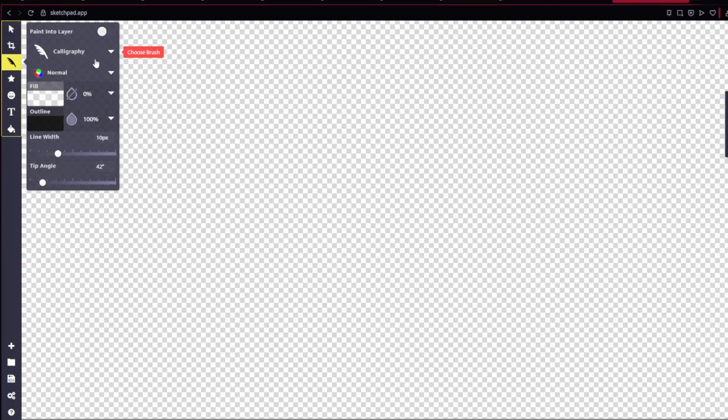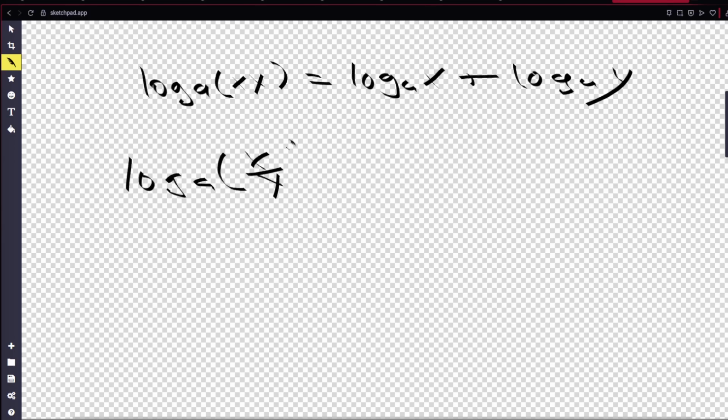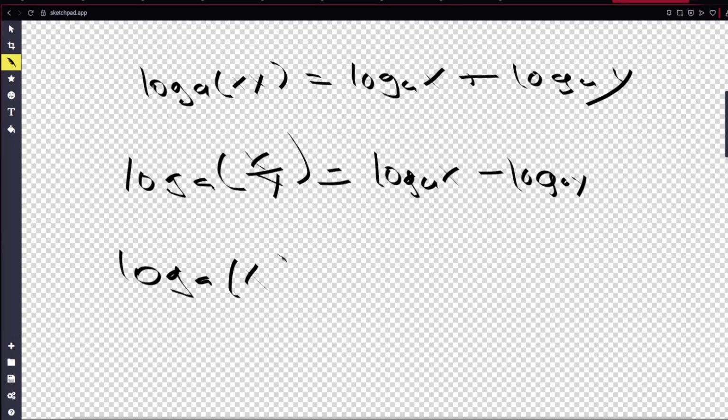Lastly, we have the laws of logarithms, which is quite easy. log_a of xy is equal to log_a x plus log_a y. I can do proofs on these two, but it's pretty easy. log_a of x over y is equal to log_a x minus log_a y. log_a of x to the y power, or r, the book says r, but I'll just use y for consistency, is equal to y log_a x.